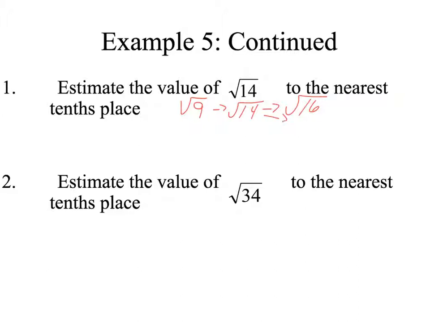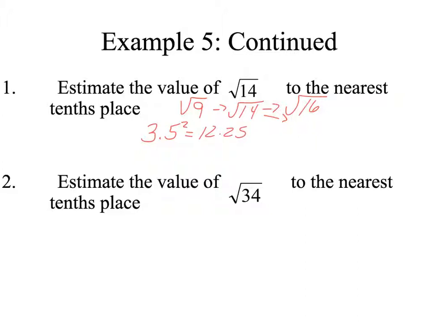14 is closer to 16, but I'm going to start with the square root of 9. Square root of 9 is 3. If you don't want to start at 3.1, another good place to start is actually to start at 3.5. Always just start at 3.5 squared. So 3.5 squared is 12.25.